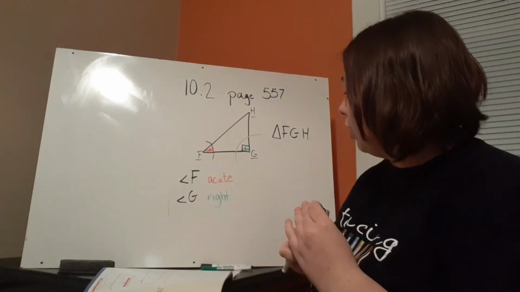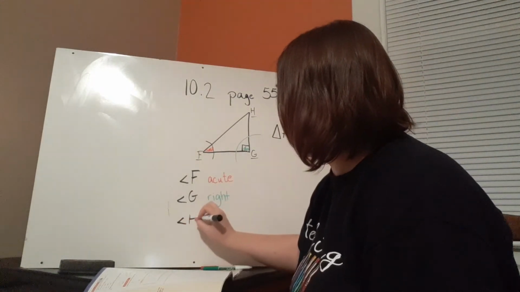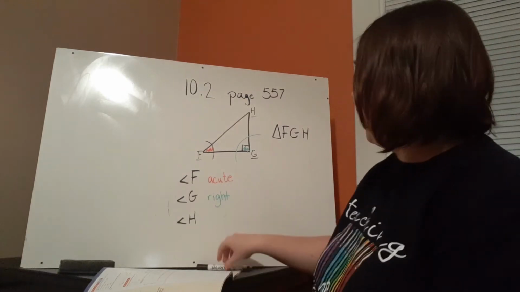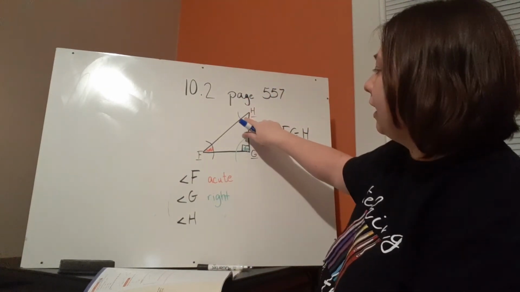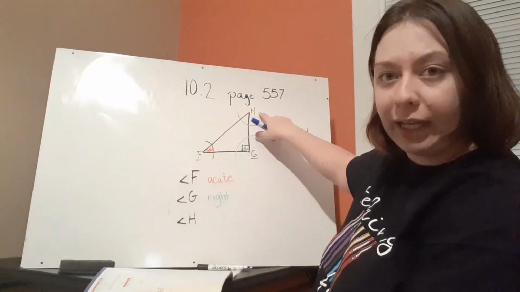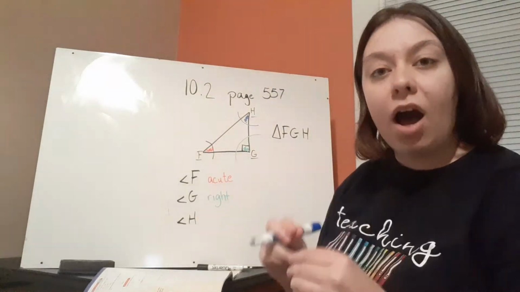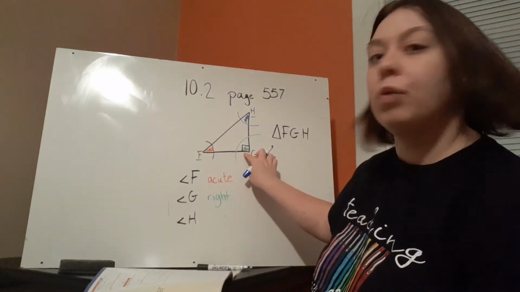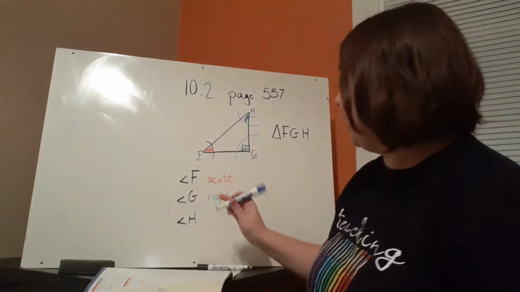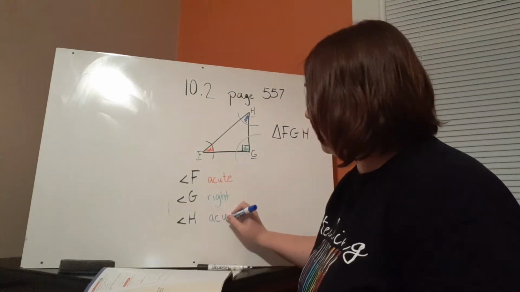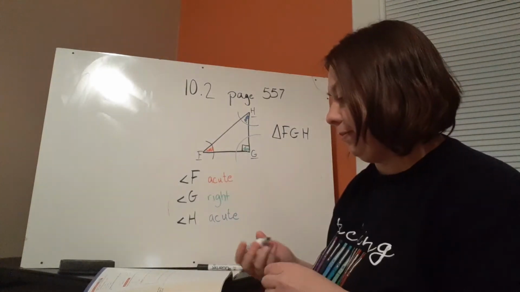Now I have one more. I've got angle H. So again, I am looking at this vertex. I'm looking at the opening at point H. Again, I can tell it's not a right angle. It doesn't have my square corner. It's not bigger than my right angle. So that means that angle H has to be acute.